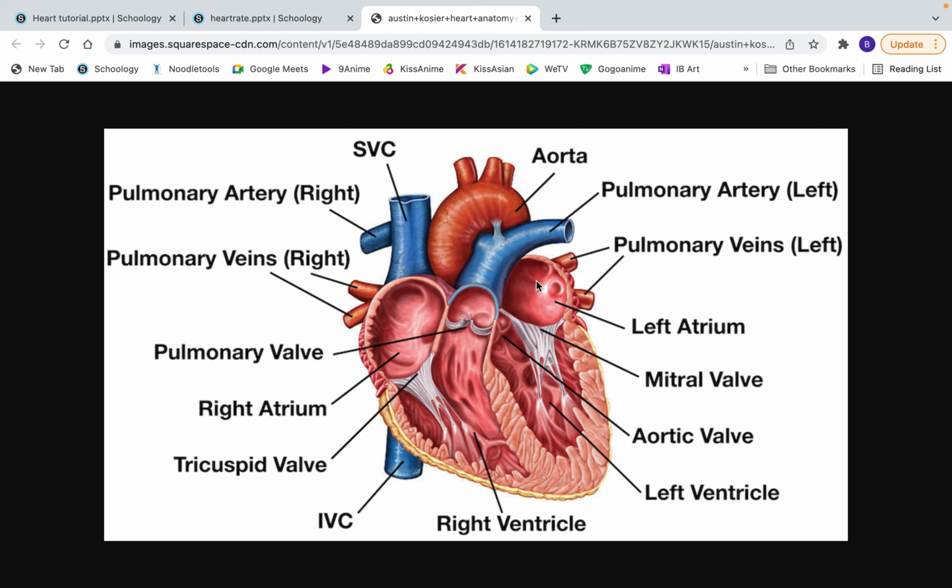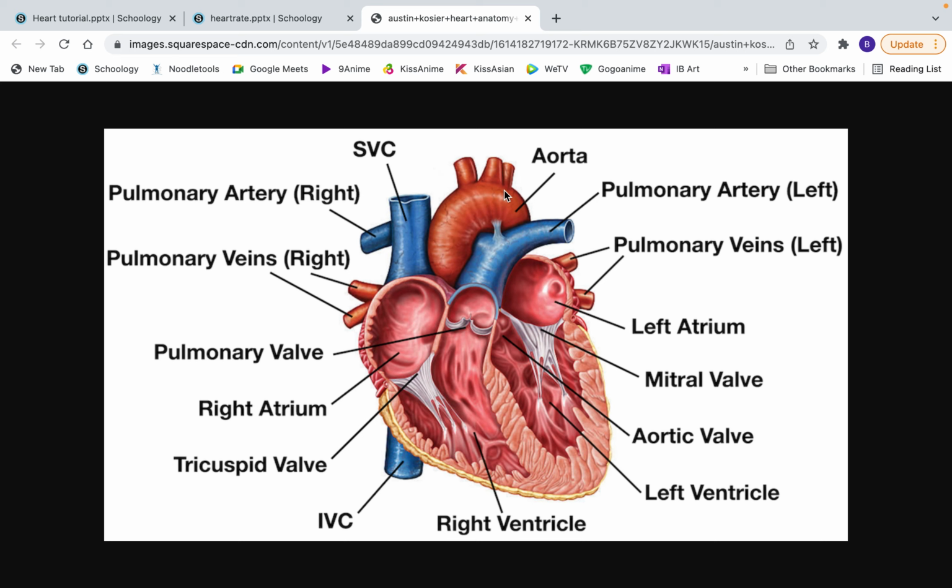When the left atrium contracts, it's going to push it through that atrioventricular valve, that AV valve, into the left ventricle. When that left ventricle contracts, it's going to send it through a semilunar valve that you can't see very well in this diagram, but it's right about there. And it'll send it up into the aorta. The aorta is an artery.